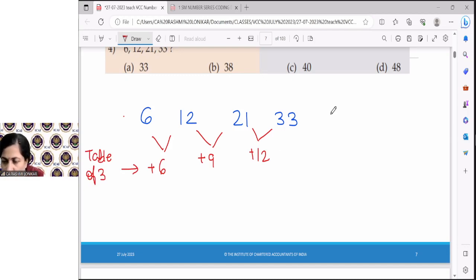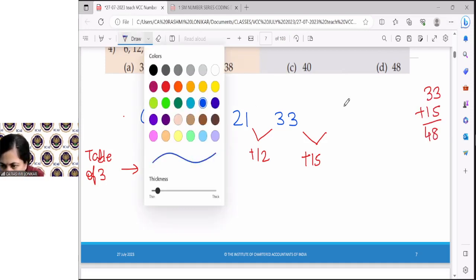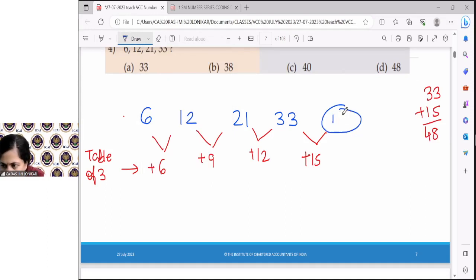So what should I have? I should get plus 15, right? 3 2s are 6, 3 3s are 9, 3 4s are 12, 3 5s are 15. So what should I have? 33 plus 15, which is equal to 48. Okay, so this number is 48. So D will be the correct answer.